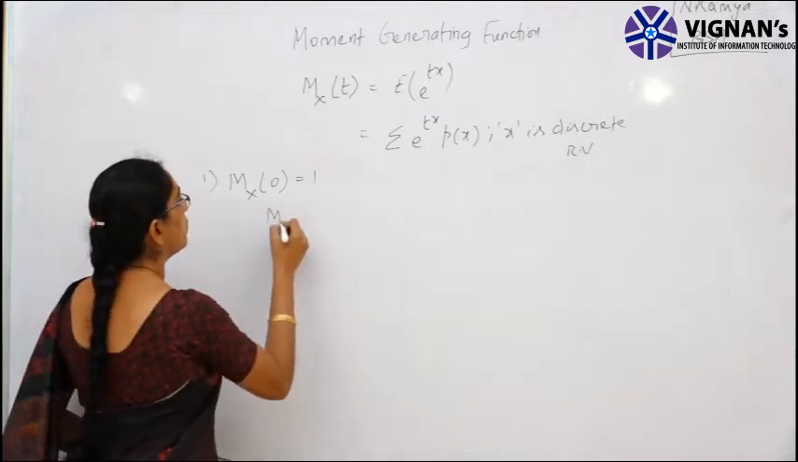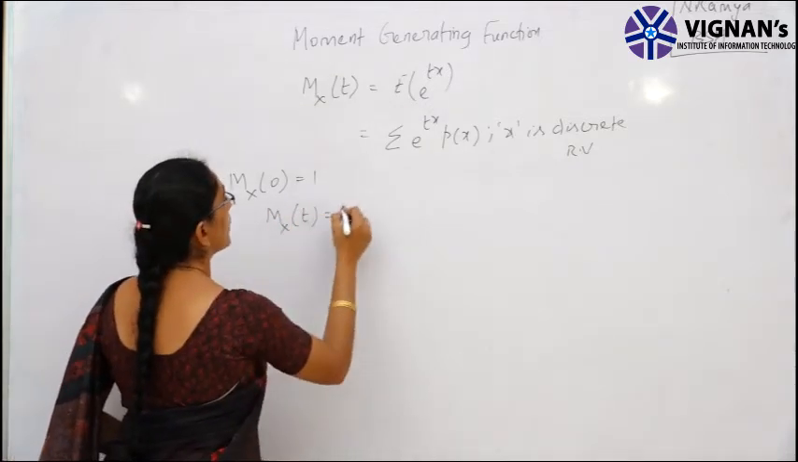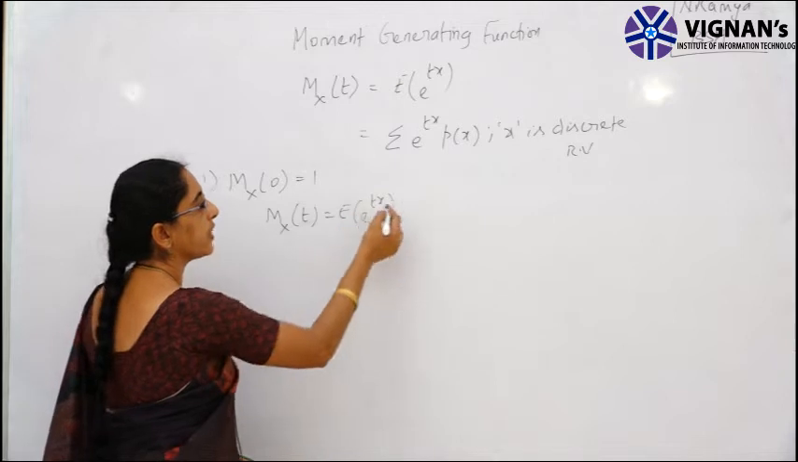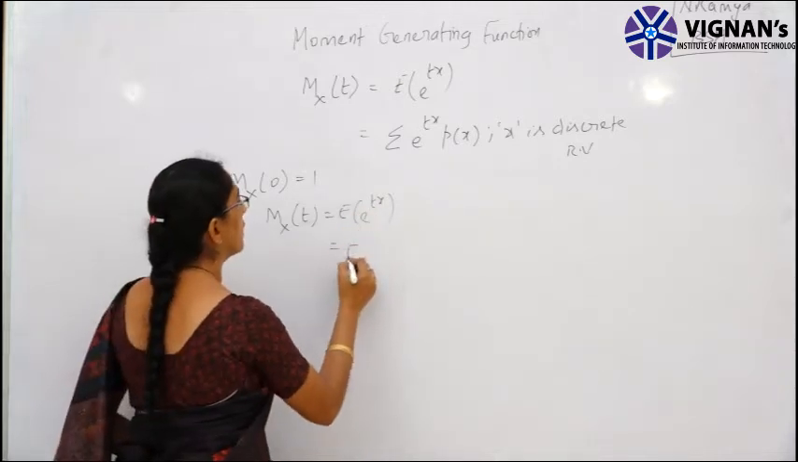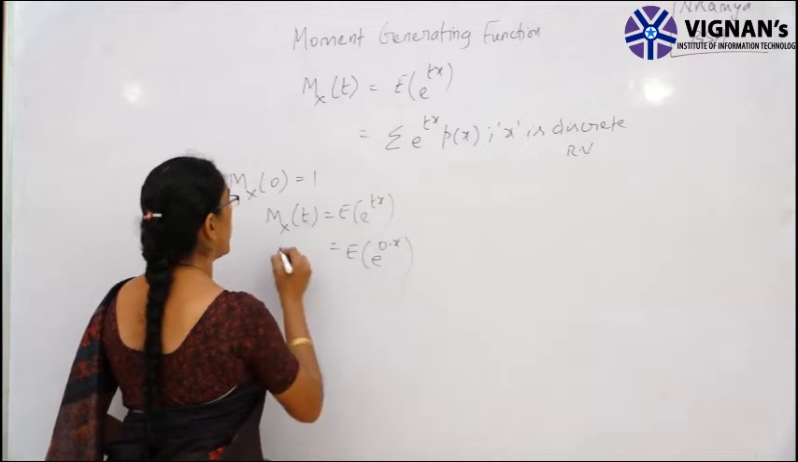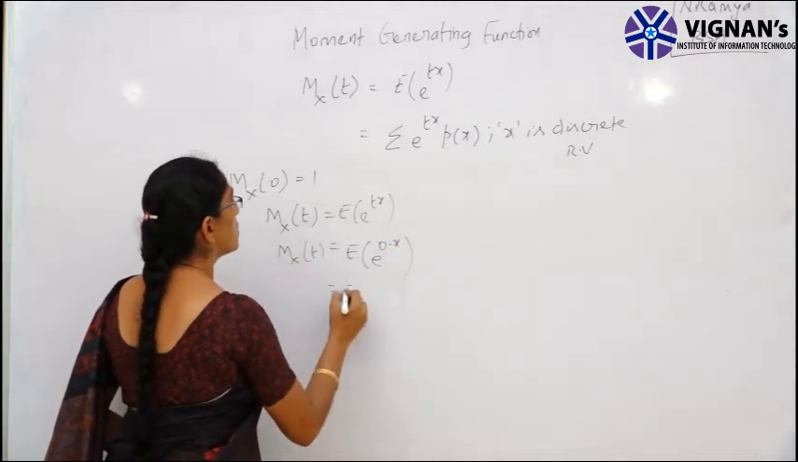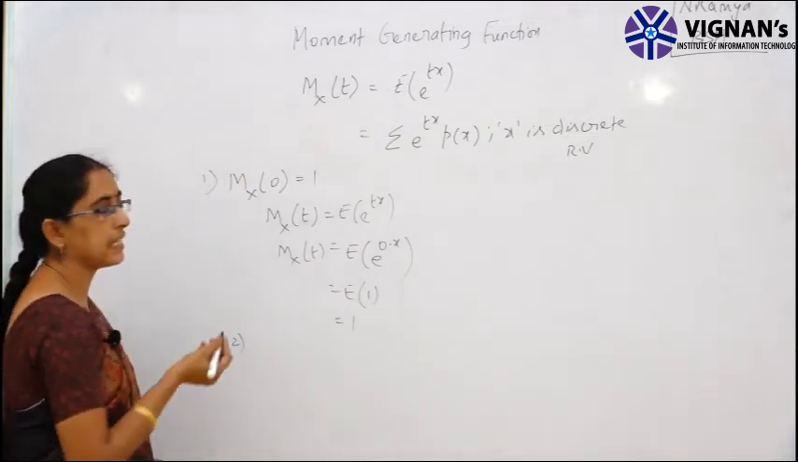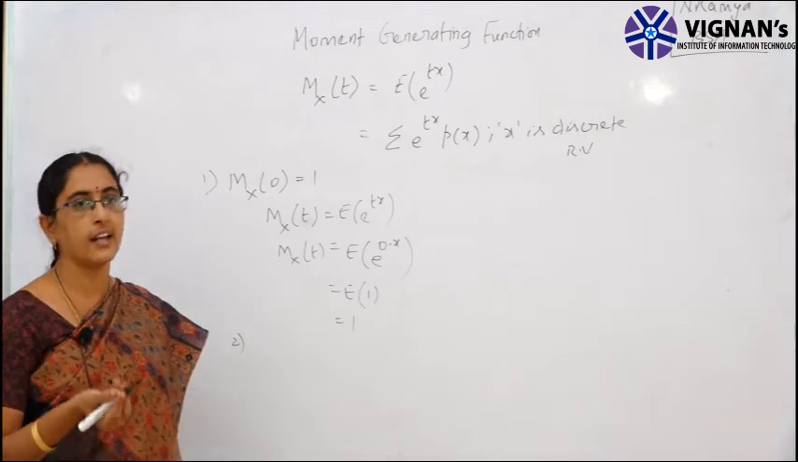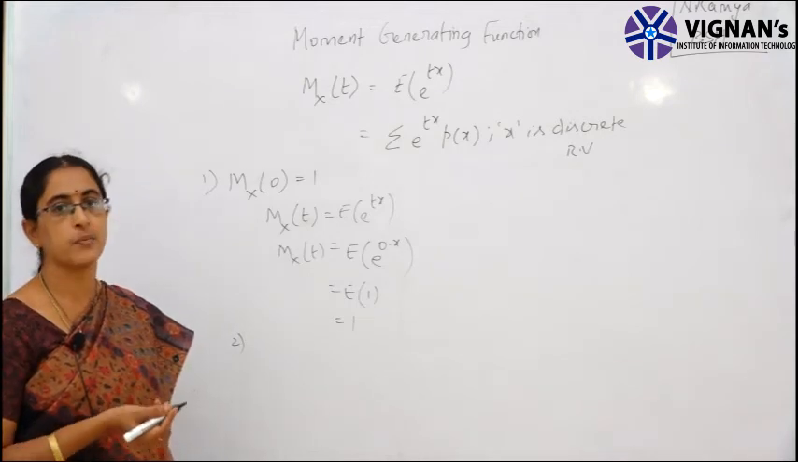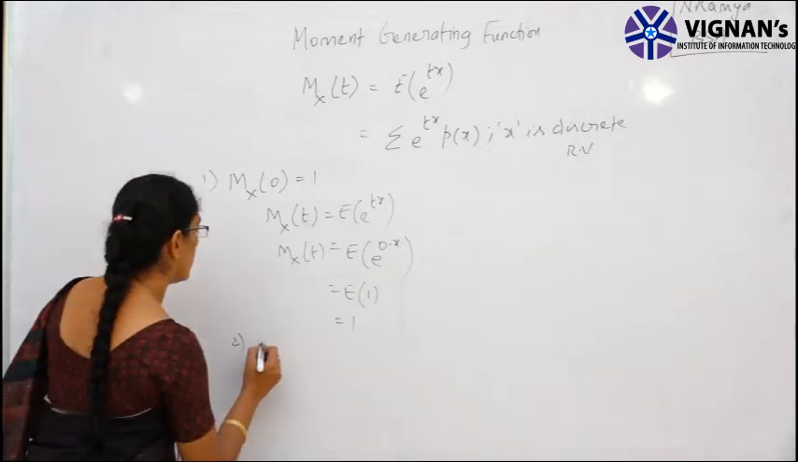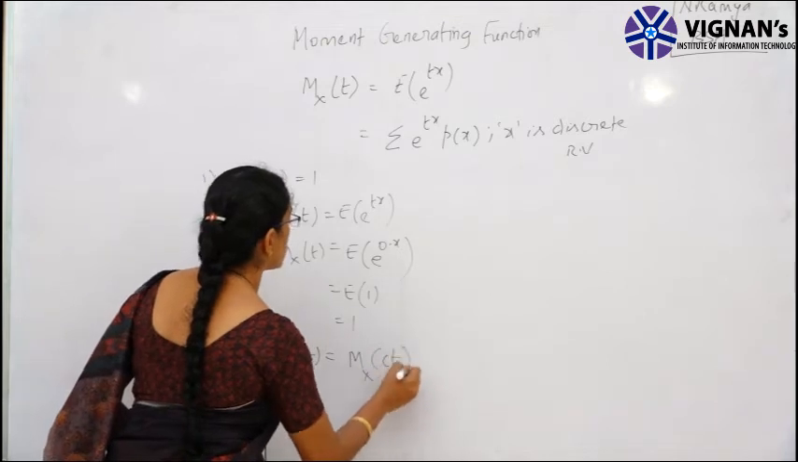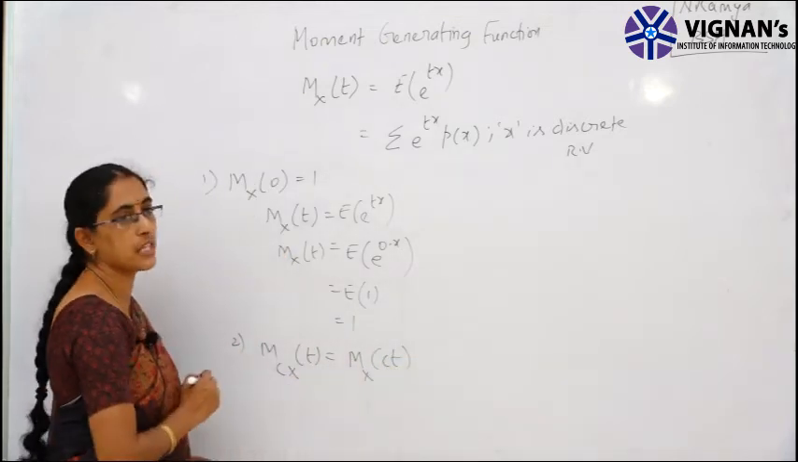By definition, what is M_X(t) here? Expectation of e power tx, right. But if t is 0, 0 into anything is 0, e power 0 is 1. So, expectation of e power 0 into x in place of t, it is expectation of 1, which is 1. Similarly, if we consider c is any arbitrary constant, which I have defined in the previous classes, arbitrary meaning the sudden occurrence of the experiment, then M_cX(t) is equal to M_X(ct), because the arbitrary constant also has some value.